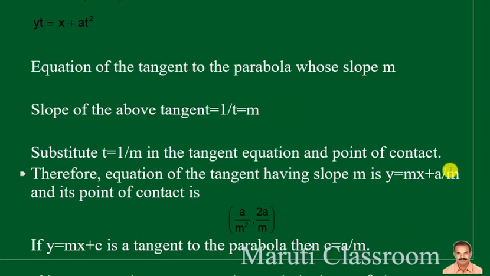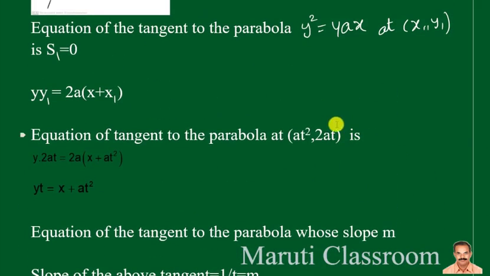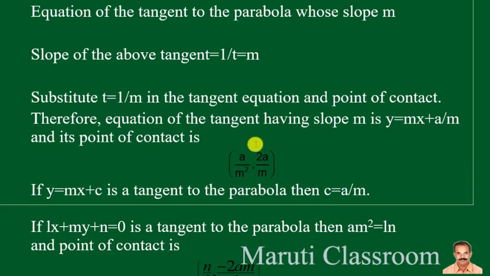So the equation of the tangent to the parabola y square equal to 4ax having slope m is y equal to mx plus a by m. To find the point of contact, in this point also put t equal to 1 by m. Then the point of contact becomes (a by m square, 2a by m).